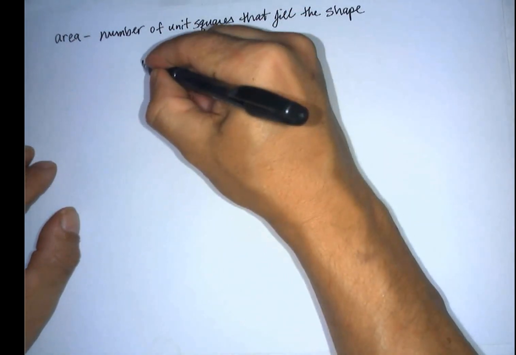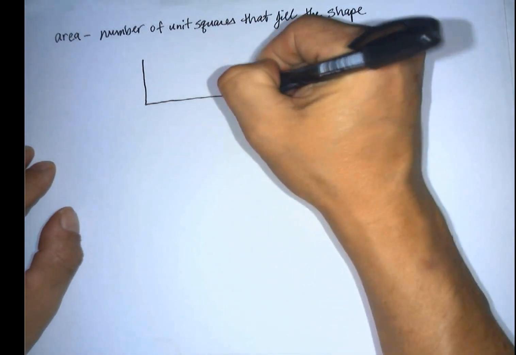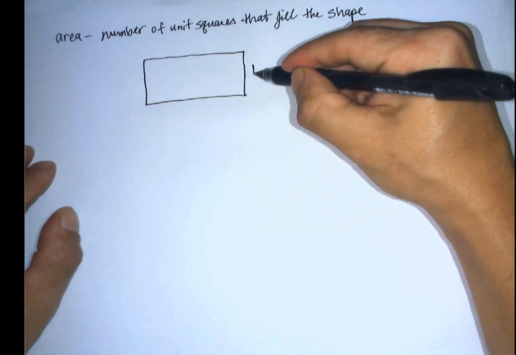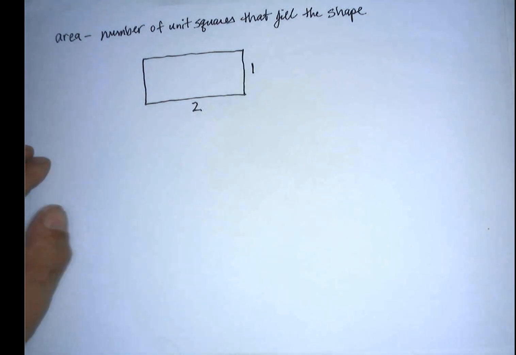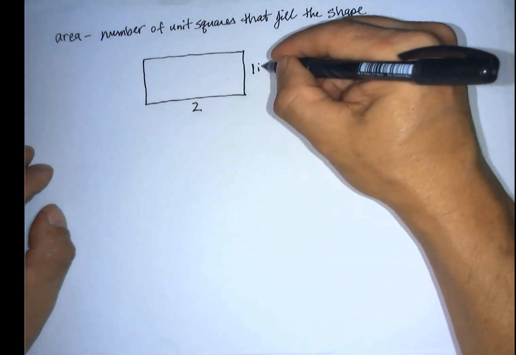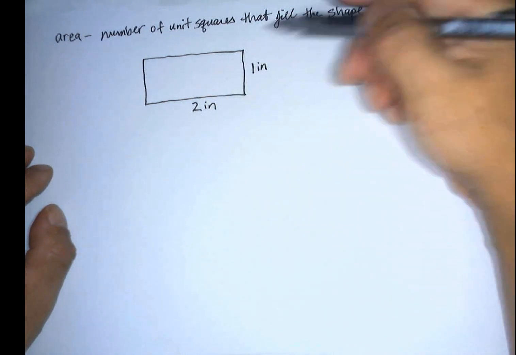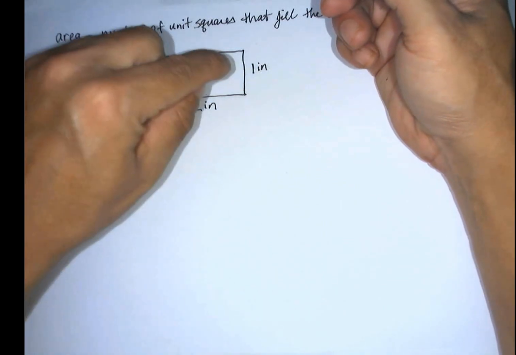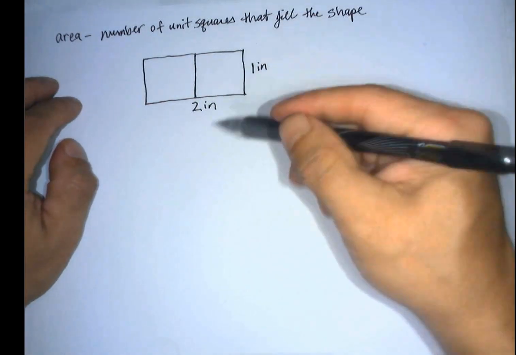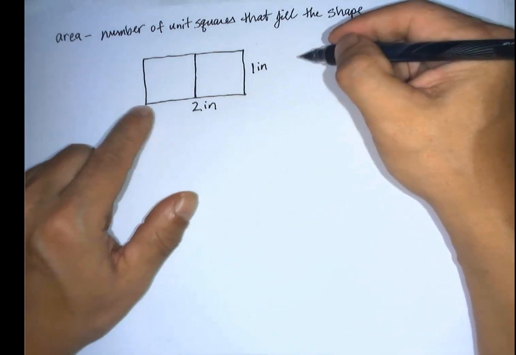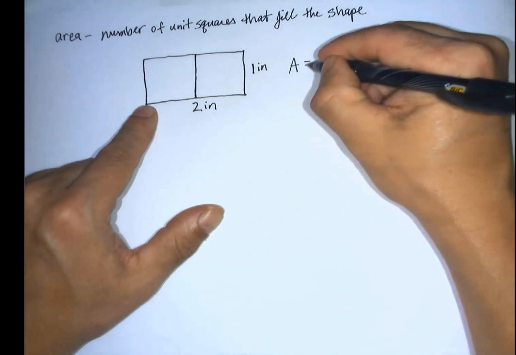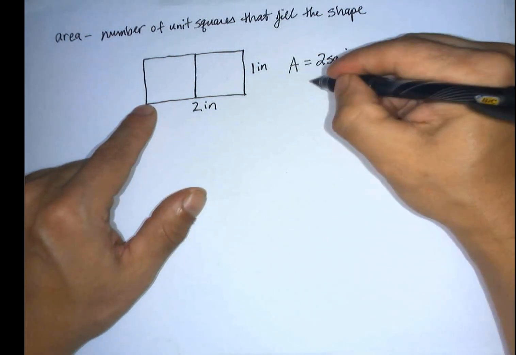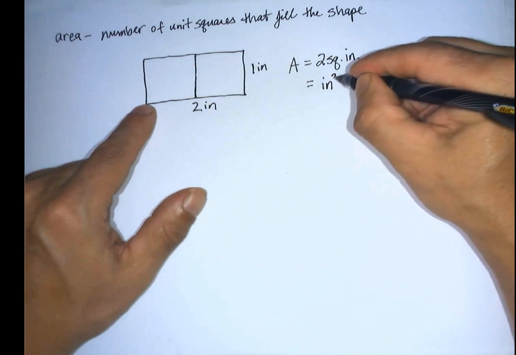Okay, so let's say I got this rectangle here. And this side is 1, and this side is 2 units. So we'll call it inches. Why not? Okay, notice that I can split this into 2 squares. This is 1 square, and this is 2 squares. So that would mean that the area is 2 square inches. Okay? And square inches is also written as inches square, like that.